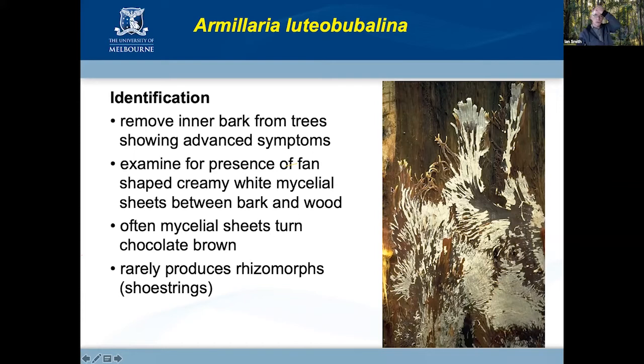Sometimes it goes a bit chocolatey brown, and many of the other Armillarias produce what's called a rhizomorph. In the soil, the mycelium actually merges together to look like a little shoestring root, and that helps it get from one root to the next root under the ground. But this Armillaria luteobubalina very rarely, at least in Victoria, produces these rhizomorphs.